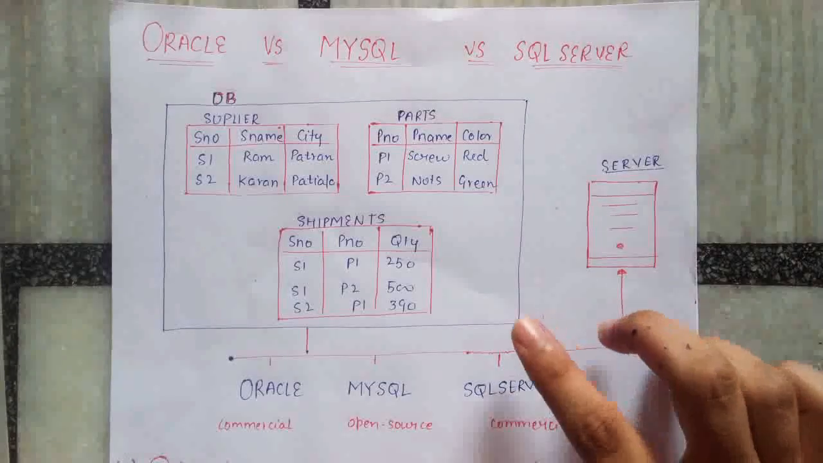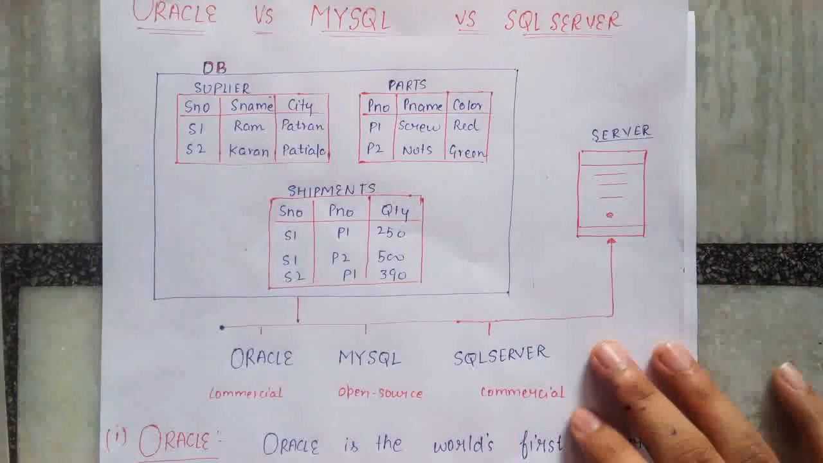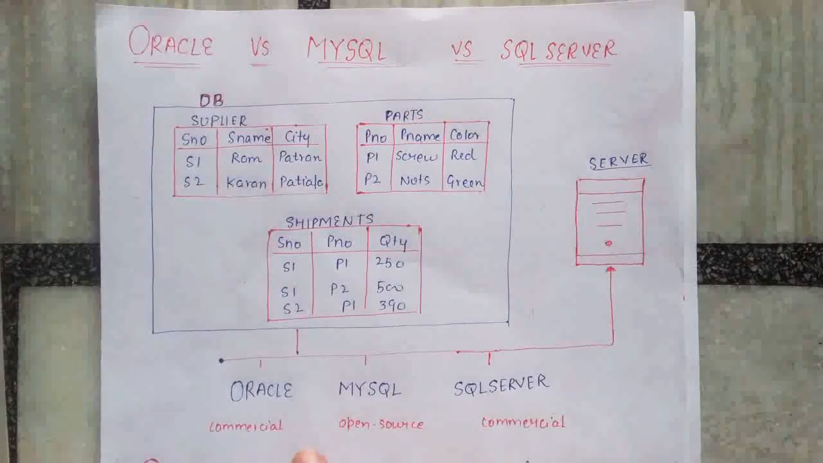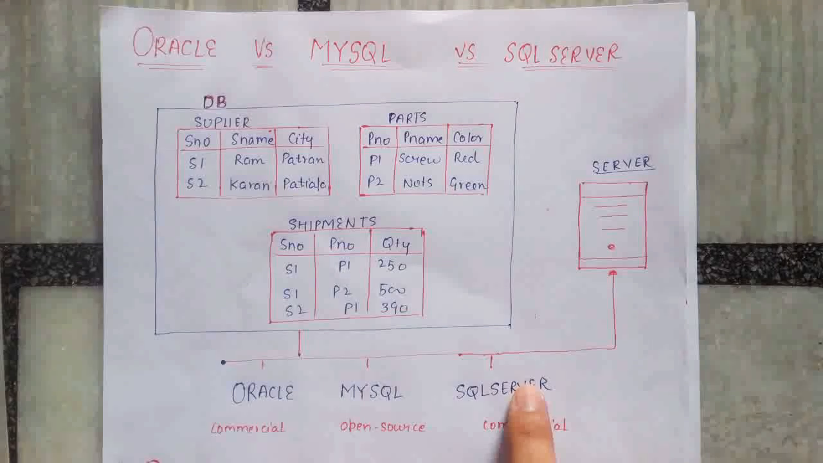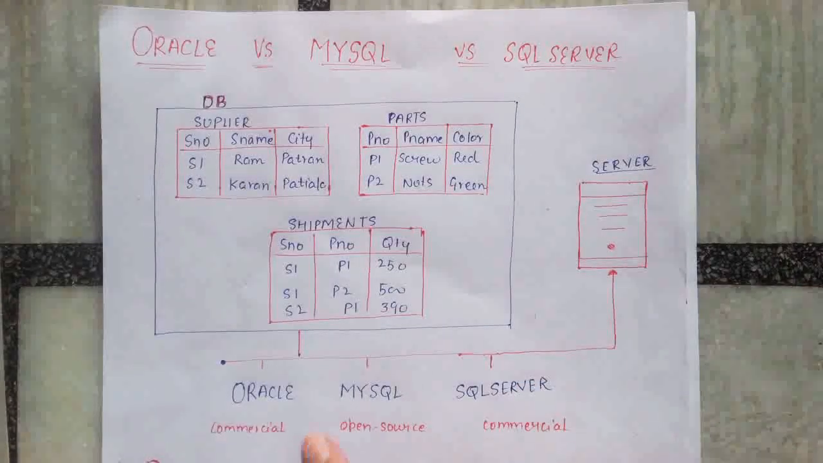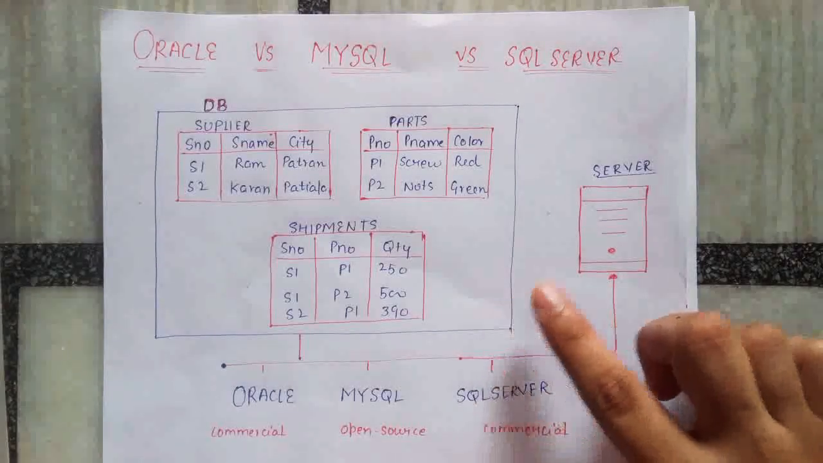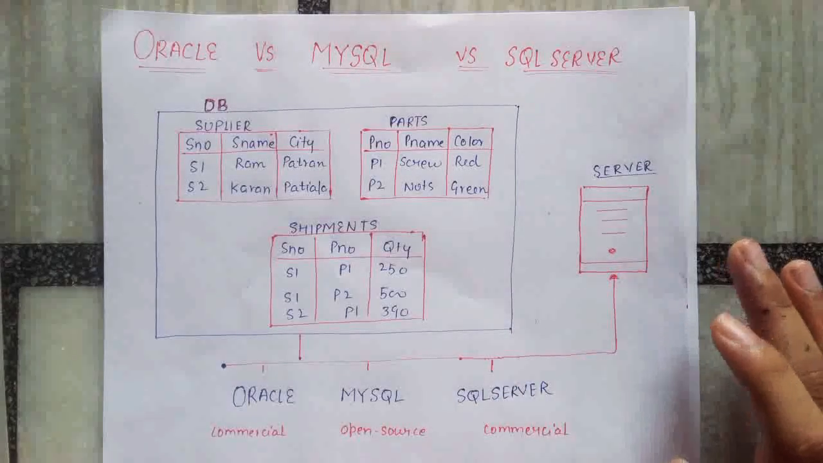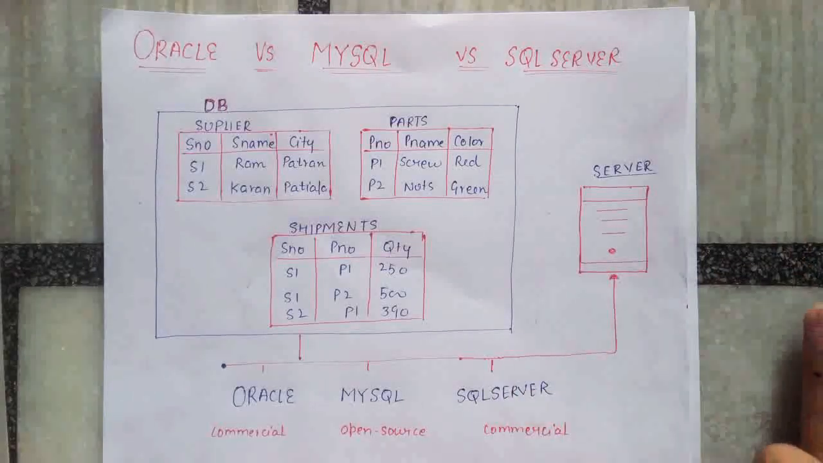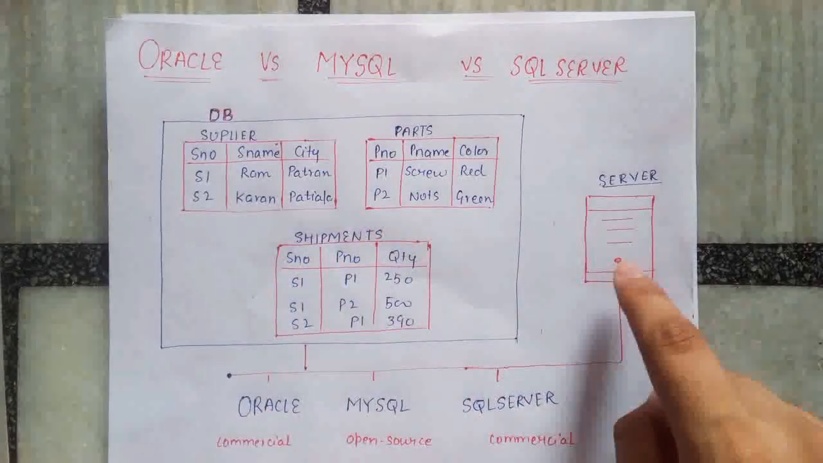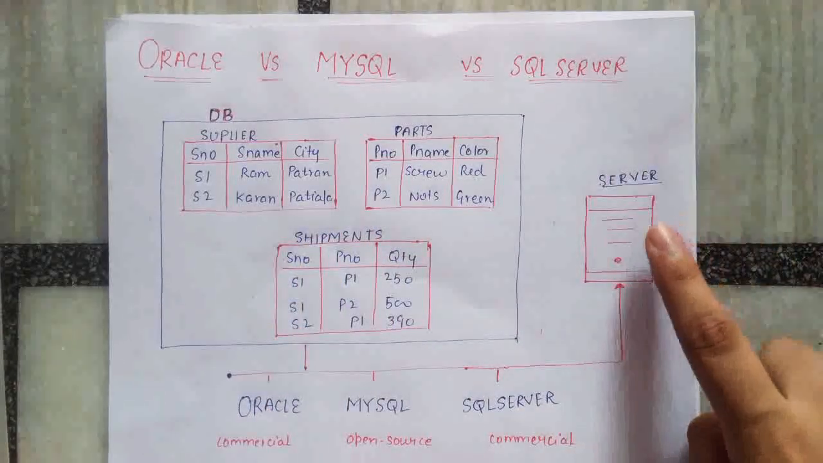So how do we send this entire DB to the server? With the help of various relational database management system software, that is Oracle, MySQL and SQL Server. We can select any of these over here, and with the help of the SQL language, that is the Structured Query Language, we can easily send this DB to the server. This is the basic working of this software, so that various client computers can access the DB.